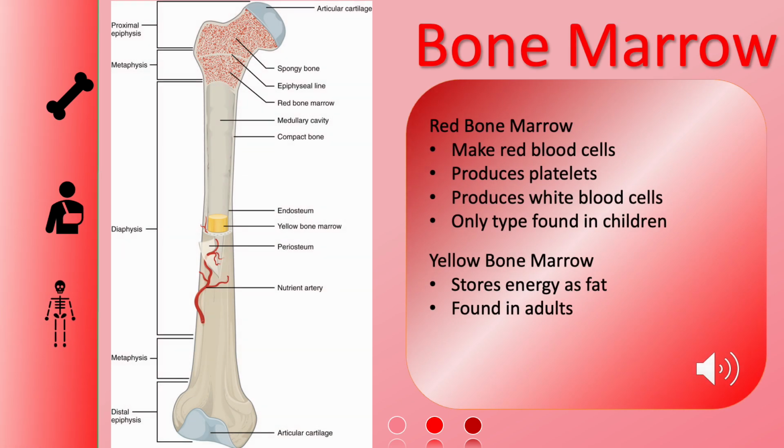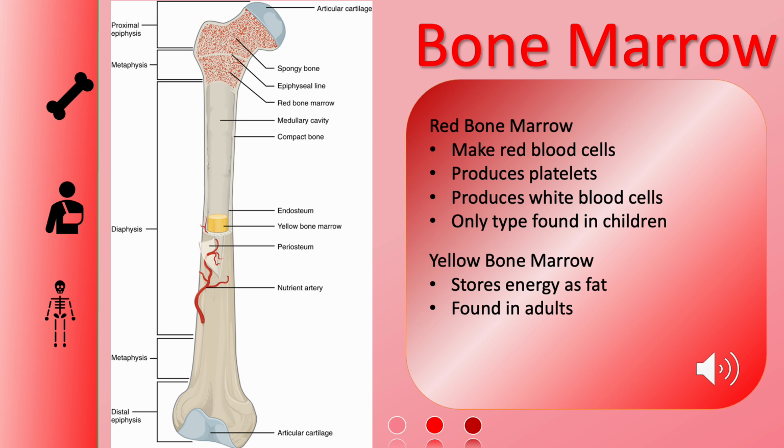Bone marrow is found inside the bone. It is responsible for making new cells. There's red bone marrow and there's yellow bone marrow. The red bone marrow makes red blood cells. This is important for transporting oxygen throughout the body. Also, the red marrow produces platelets, which help with clotting.